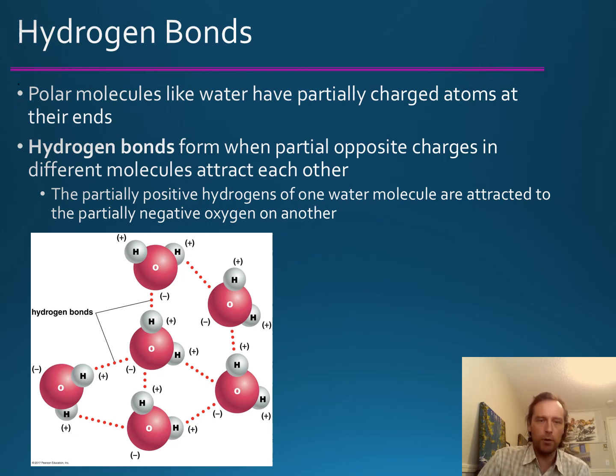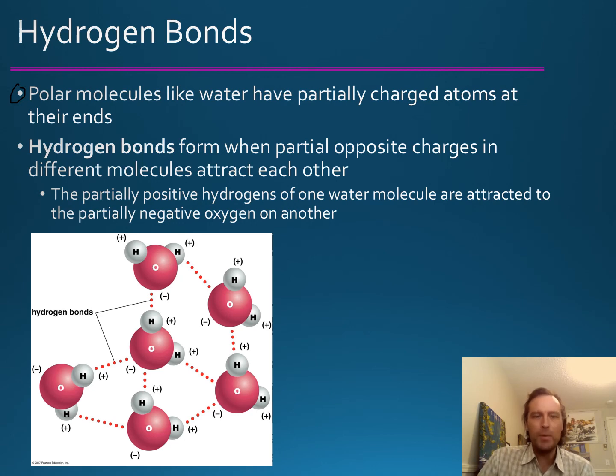Hydrogen bonds. Bullet 1. Polar molecules, like water, have partially charged atoms at their ends, so at different ends of the molecule. So oxygen is one end of the molecule, that's in red in this diagram, and in gray there's a hydrogen atom. Just to clarify what we're talking about when we say one water molecule, this right here is one water molecule. This right here is one water molecule. Now let me erase that. So now you know where the molecules are.